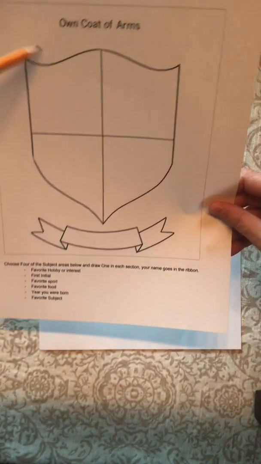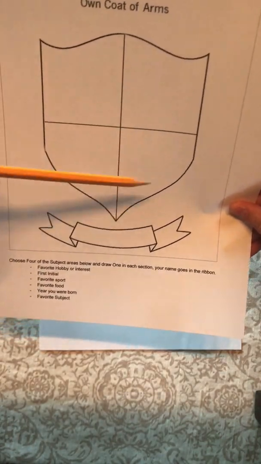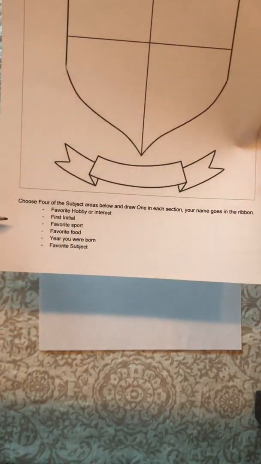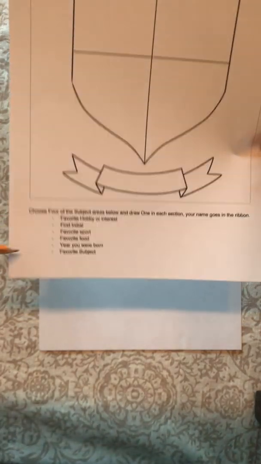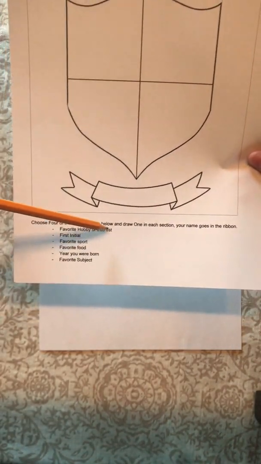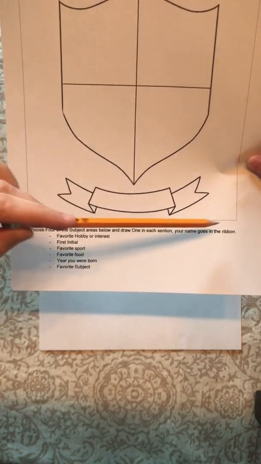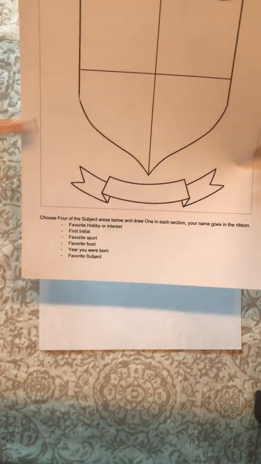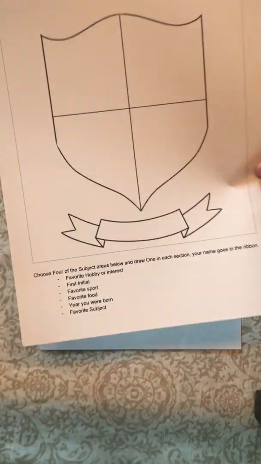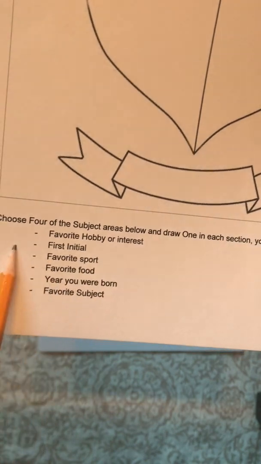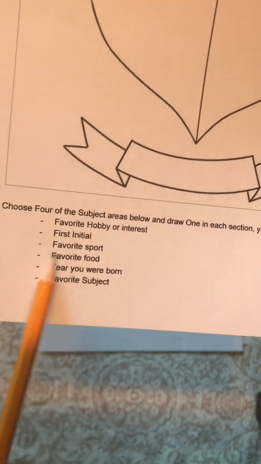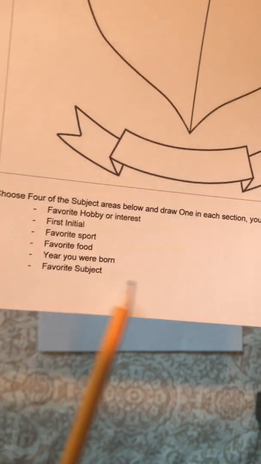So you're going to see a shield with 4 different sections and a ribbon. And then at the bottom, it's going to say, choose 4 of the subject areas below and draw 1 in each section. 1, 2, 3, 4. Your name goes in the ribbon. So there are a few different things that you can choose from. You can choose from your favorite hobby or interest, your first initial, favorite sport, favorite food, the year where you were born, or your favorite subject.